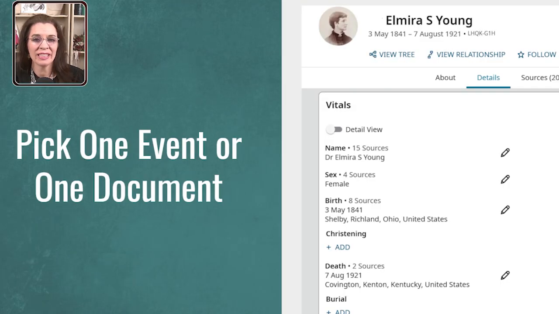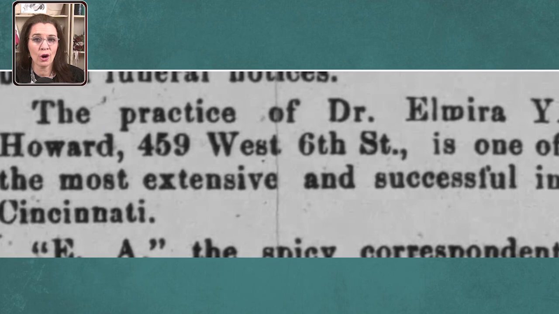Step 1 is to pick one event or document in your ancestor's life. In this case, I have a newspaper article from 1878 about Dr. Elmyra's medical practice in Cincinnati. It reads, "The practice of Dr. Elmyra Howard, 459 West 6th Street, is one of the most extensive and successful in Cincinnati."